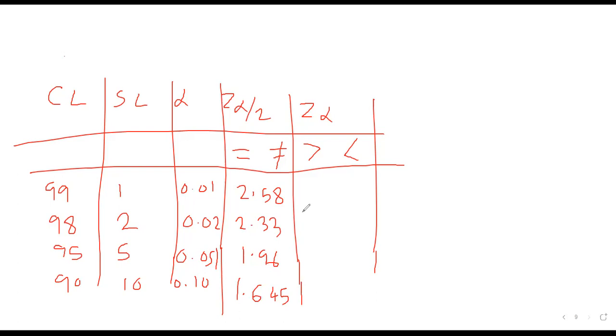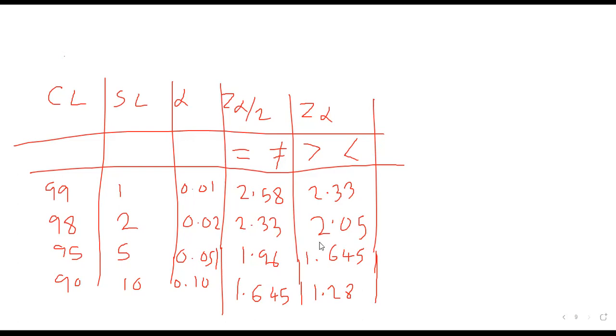For a single-tailed test, this one goes up. We have 2.33 here, 2.05 here, 1.645 here, and here we have 1.28. The only difference is that when we go to step 2, instead of dividing by 2, we are dividing by 1. That's how we get these figures. Otherwise, the rest is the same.